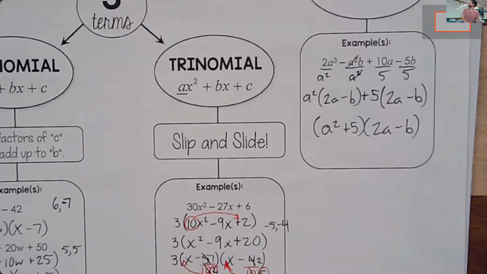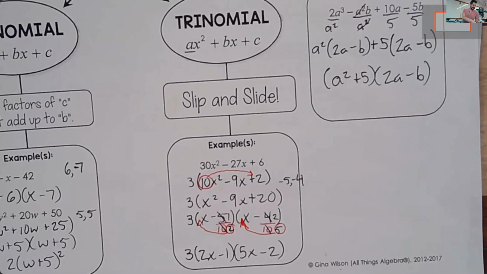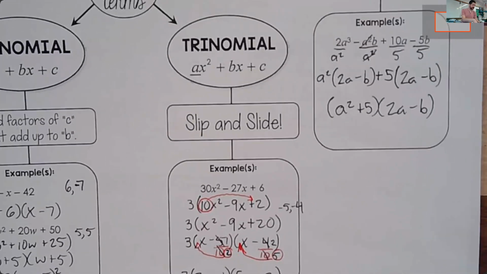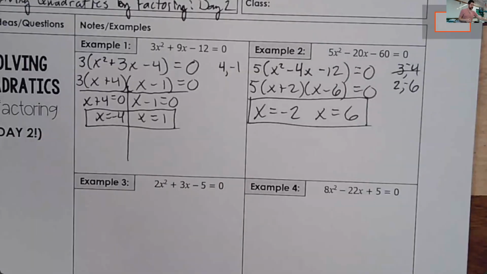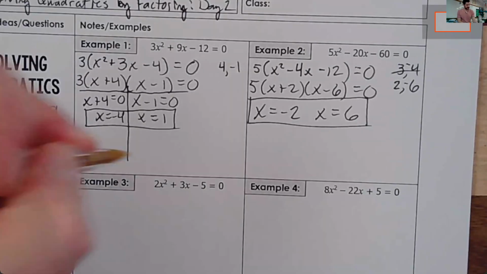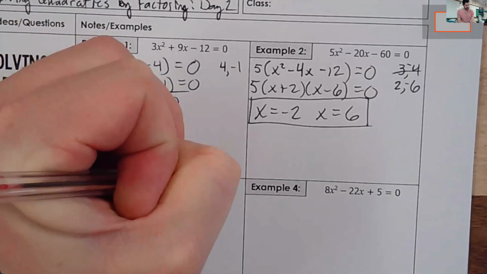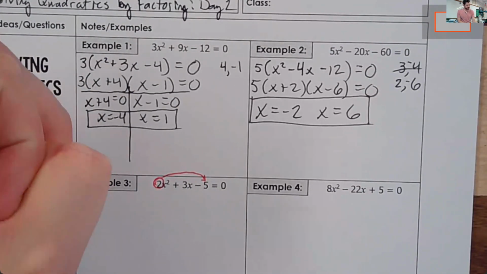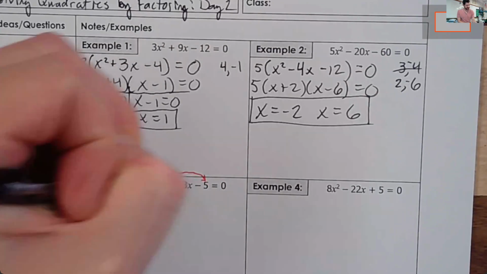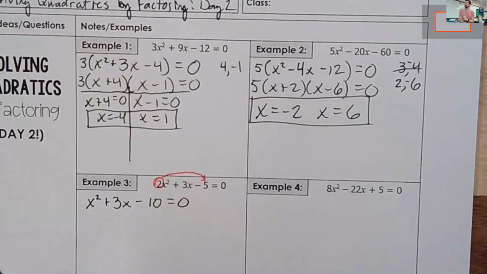is right here. And the slip and slide method says that we slip the value of a, or the number in front of x squared, to the end and multiply it by c. So we're going to take our value of a, the number in front of x squared, so 2, slip it to the end, multiply it by that negative 5. That's our first step. So that'll give us x squared plus 3x, and then 2 times negative 5 would be minus 10, and then equals 0.